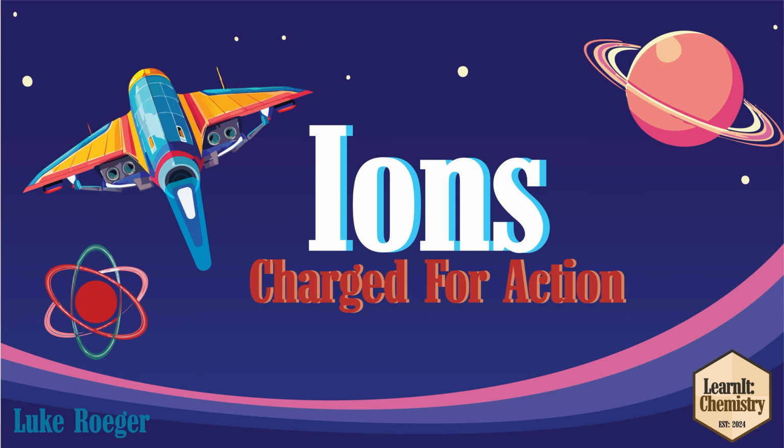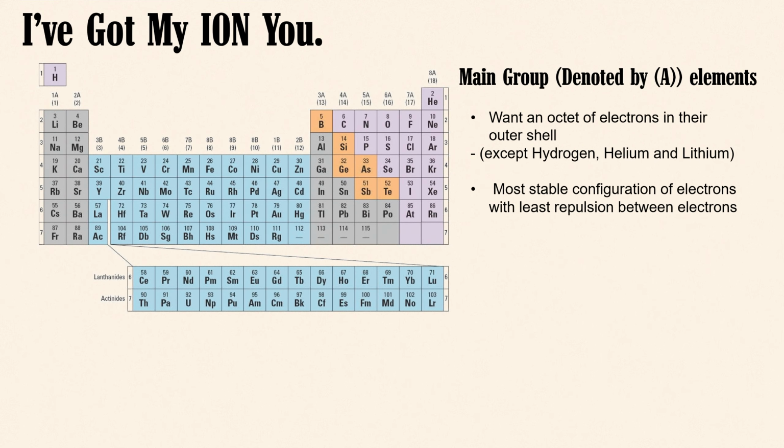Well, let's find out. To understand ions, we first need to understand the conditions which lead to their creation. Main group elements, denoted by A next to the group number, want an octet of electrons in their outer shell, with the exception of hydrogen, helium, and lithium, which want 2 electrons in their outer shell. And that's because an octet is the most stable configuration of electrons, with the least amount of repulsion between electrons.